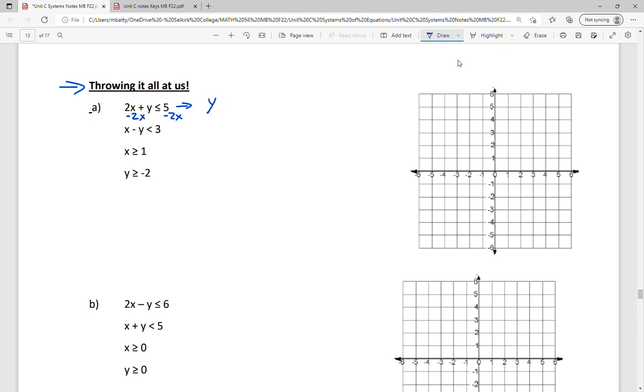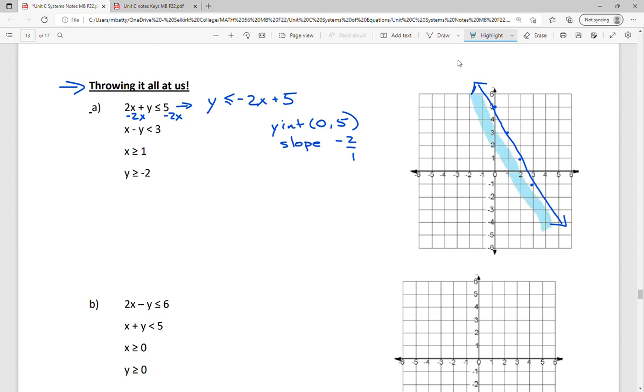I get that y is less than or equal to negative 2x plus 5. Y-intercept is 0 and 5, and my slope is negative 2 over 1. Let's put this on the graph. So we've got 0 and 5, negative 2 over 1, negative 2 over 1. This is going to be a solid line along these points. And the half plane that I'm shading here is going to be y values smaller than this line. So it'll be everything down here.